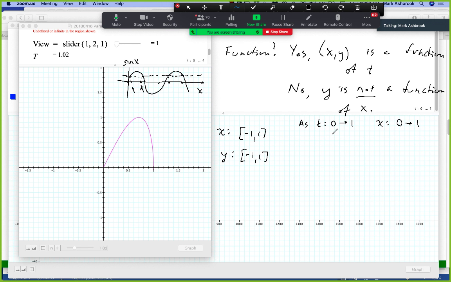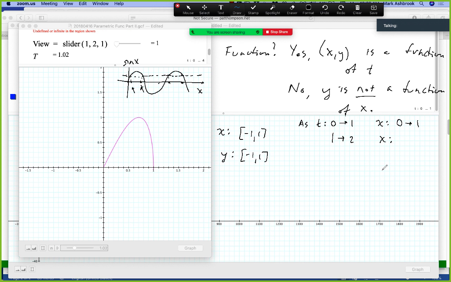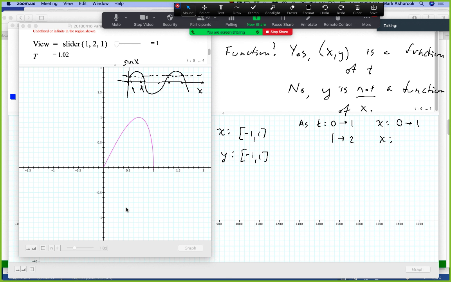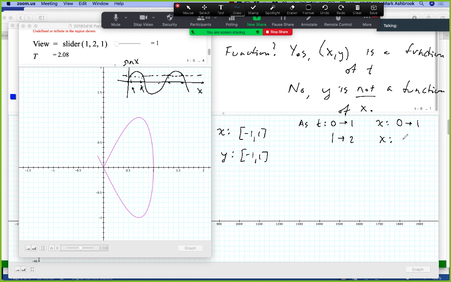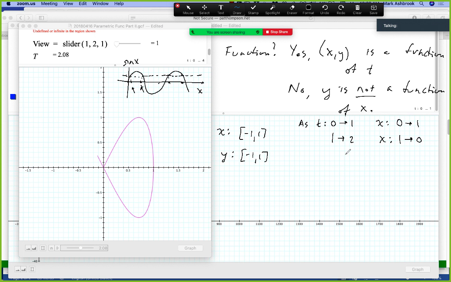Okay, now as t goes from 1 to 2, what does x do? 1 to 0. So let's watch it. So here's t going from 1 to 2, and x is now returning back to 0, just the x-coordinate. You see that? Just the x-coordinate went from 1 back to 0. And then as t goes from 2 to 3, what does x do?